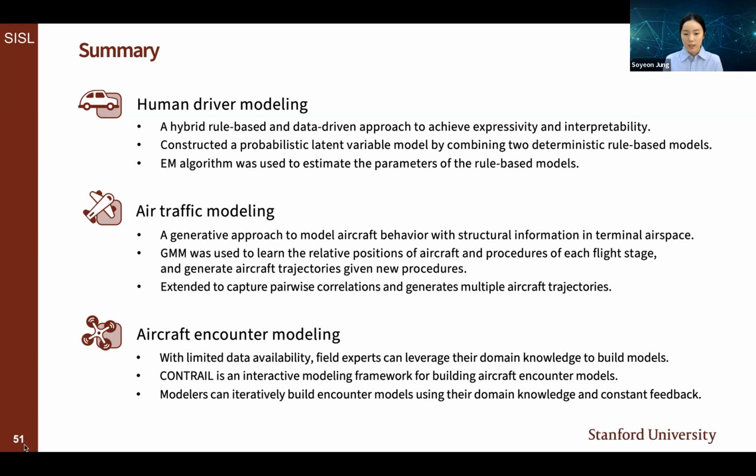Finally, I presented an interactive modeling framework, CONTRAIL, which supports field experts in building aircraft encounter models when they have limited data availability. Using this interactive tool and its user-friendly interface, modelers can iteratively build models based on their domain knowledge and constant feedback from the tool.